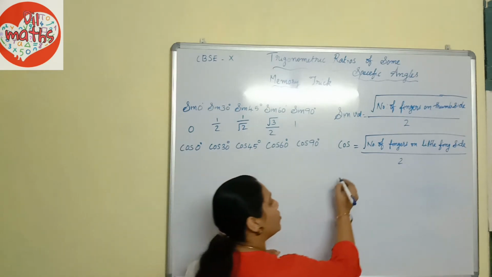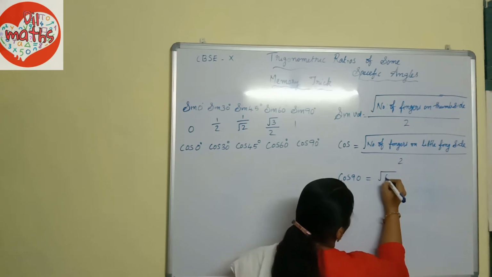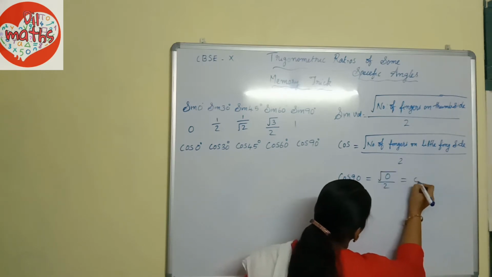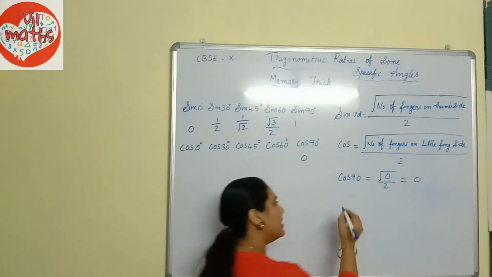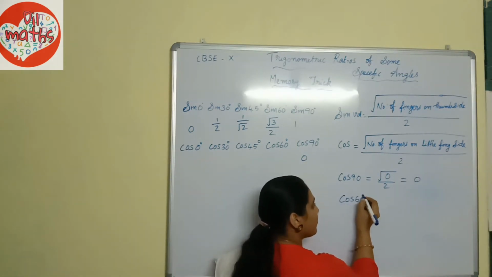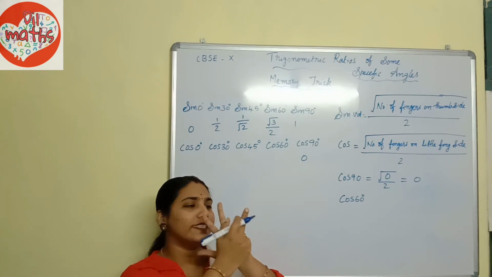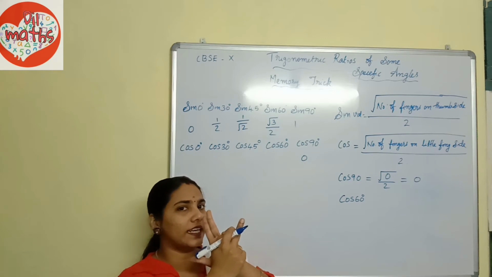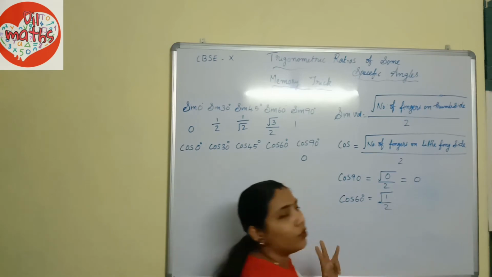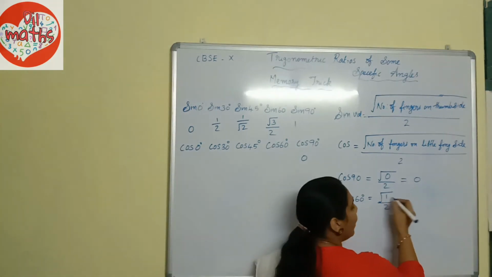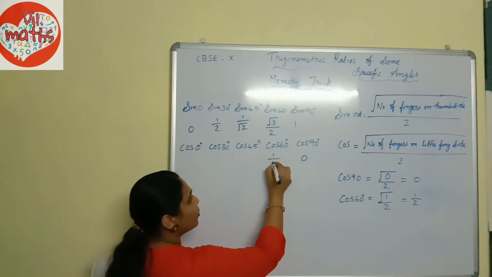So cos 90 is equal to what? Cos 90 is equal to how many fingers are left? 0 fingers. Square root of 0 by 2, that's equal to 0. So cos 90 you got as 0. And what about cos 60? Which one is 60 degree? This is 60 degree. How many fingers are left on the little finger side? Only one finger. So cos 60 is equal to square root of 1 by 2. Square root of 1 is equal to 1 and your answer is 1 by 2. So cos 60 is equal to 1 by 2.